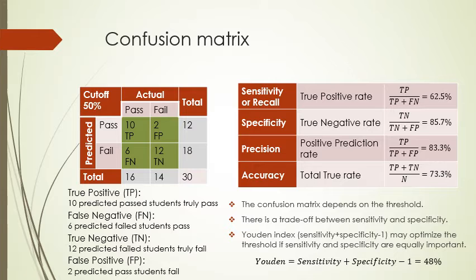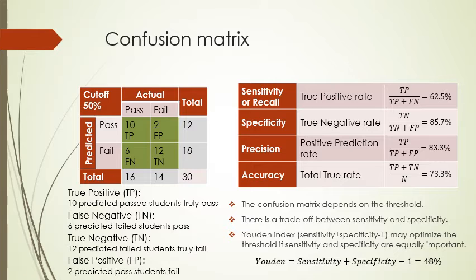From the confusion matrix, we may derive several important concepts. First, sensitivity or recall is the true positive rate, which is the true positive divided by the actual positive. In the example, the true positive is 10 and the actual positive is 16. Thus, sensitivity is 62.5%.